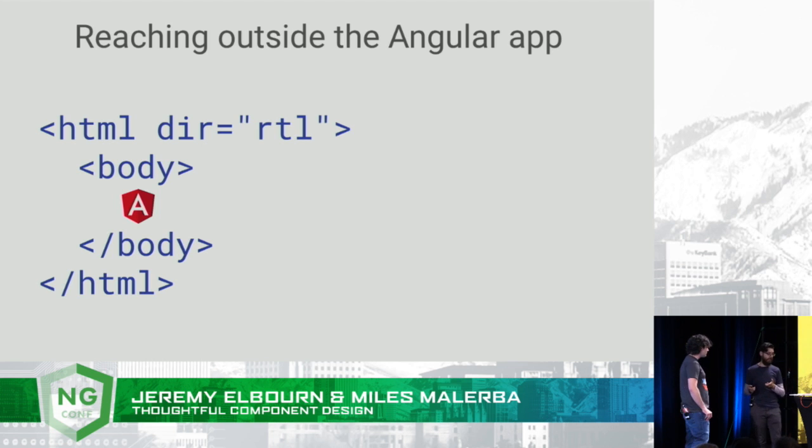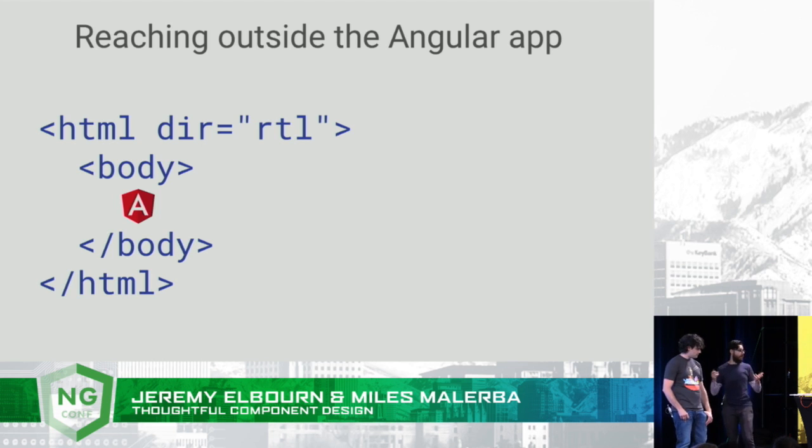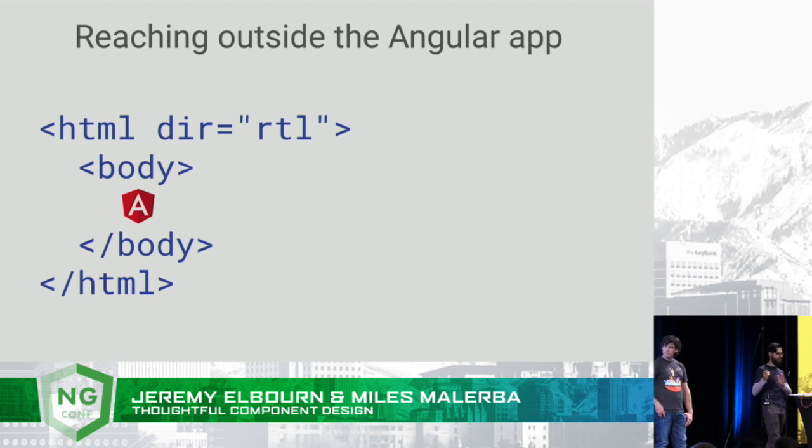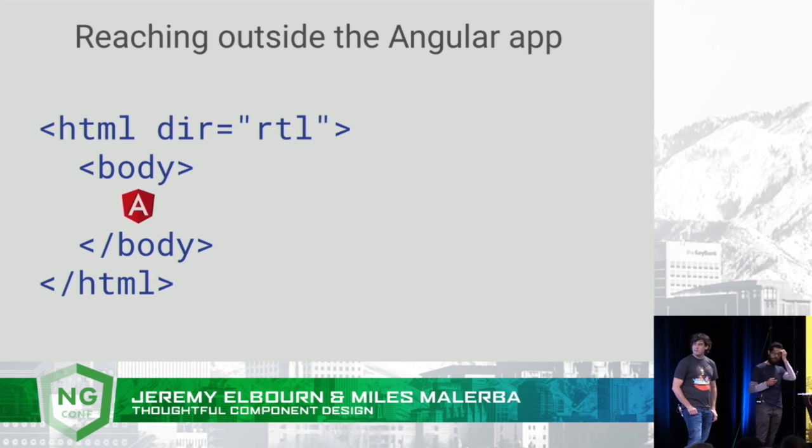So an example we have here is if you're writing a component that needs to have a different behavior based on whether the layout is left to right or right to left. It's pretty common for people to put the dir attribute that sets this on either the root HTML element or on the body element, and so you may find yourself wanting to peek outside of the Angular app to read those things. Okay, that makes a lot of sense.